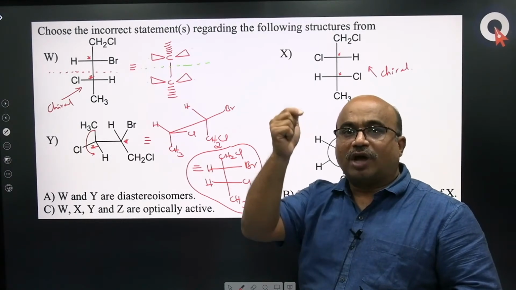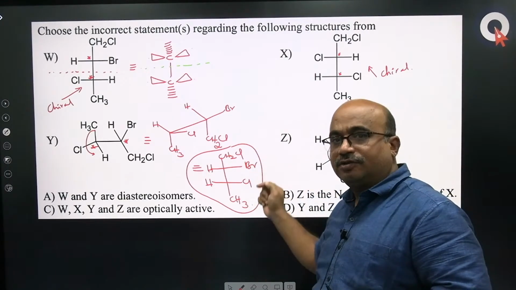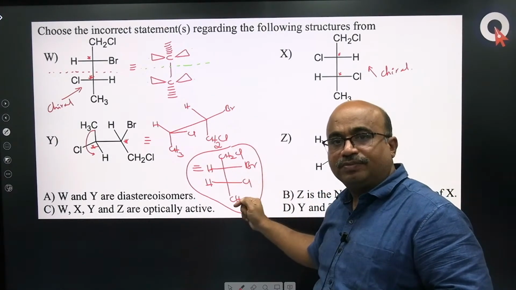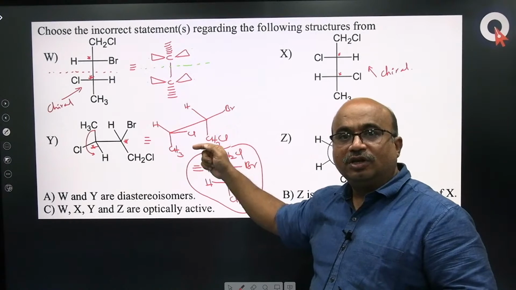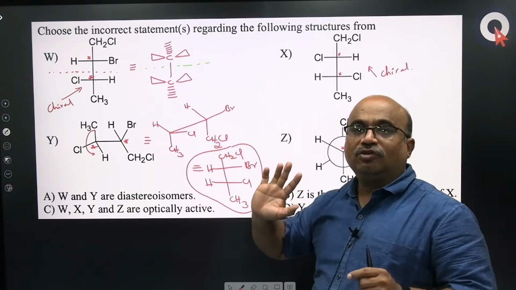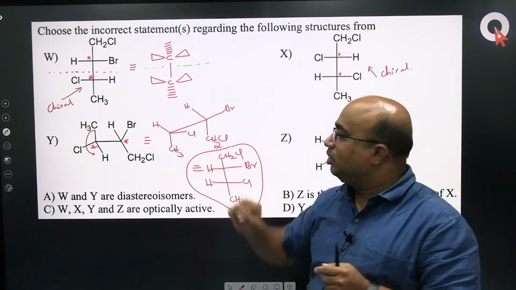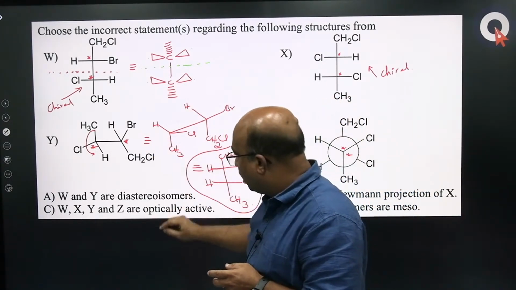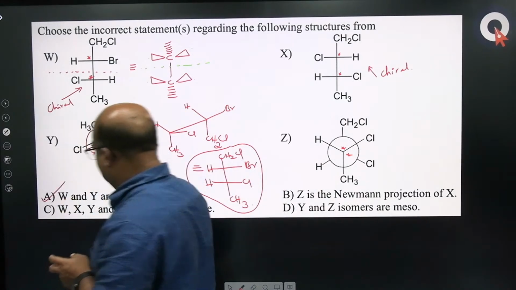So if you have R and R, you will see R and S. If you have S and S, you will see S and R. If you have R and S, you will see R and R. Because we are changing only one carbon with respect to that. So we will say W and Y are diastereomers to one another. So this is correct.